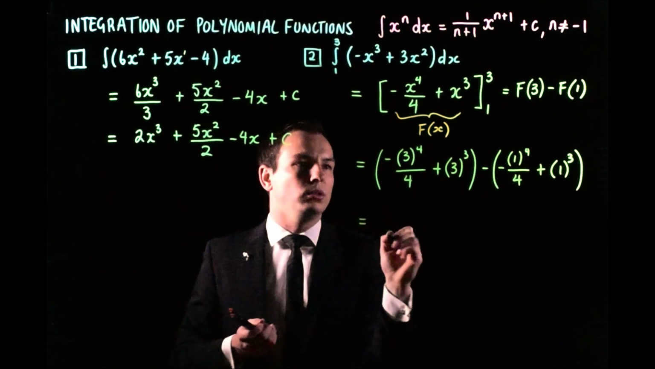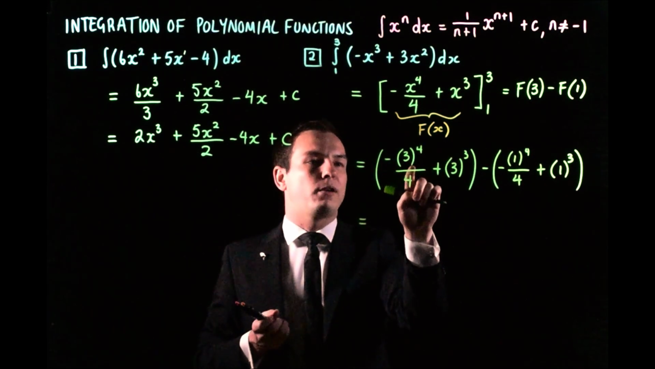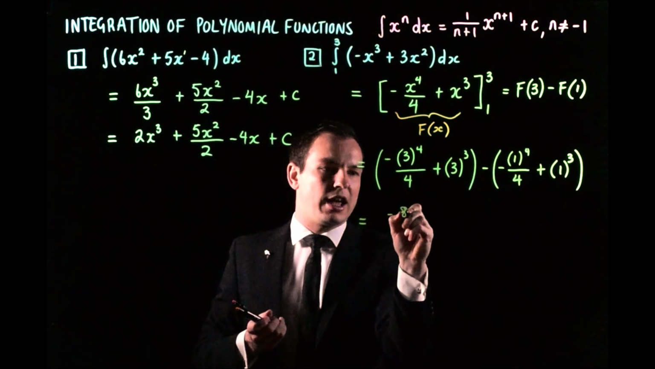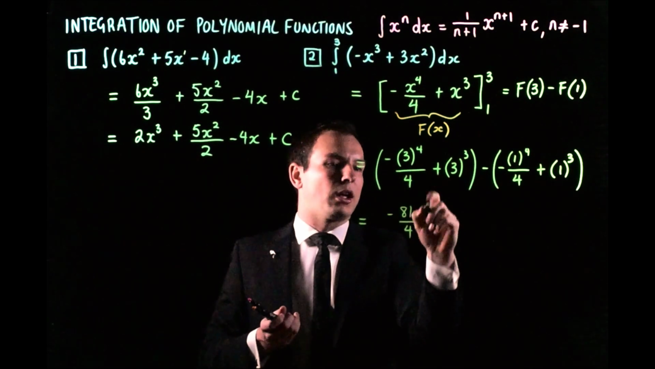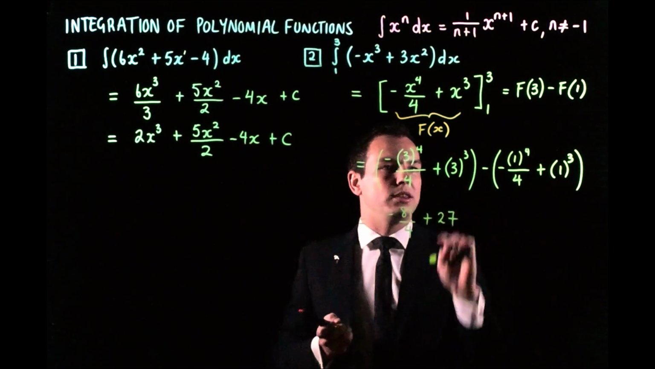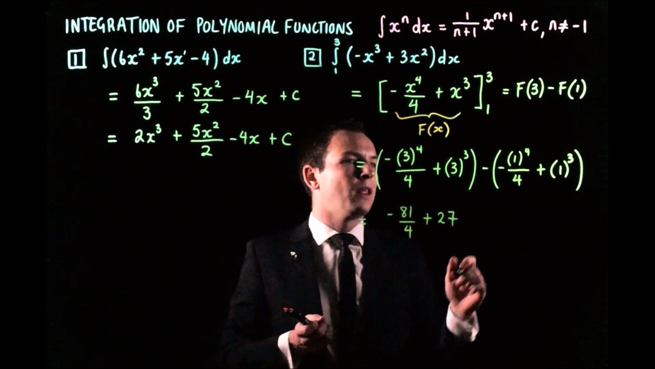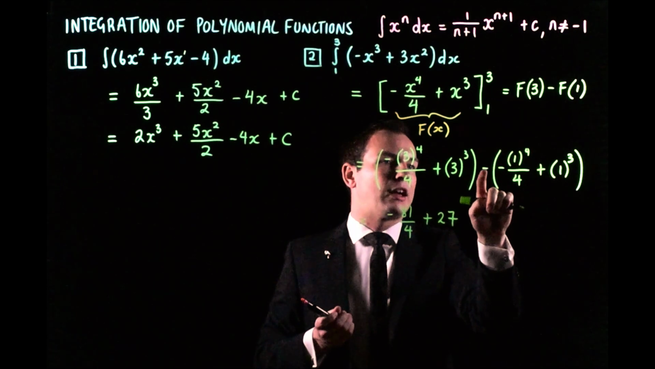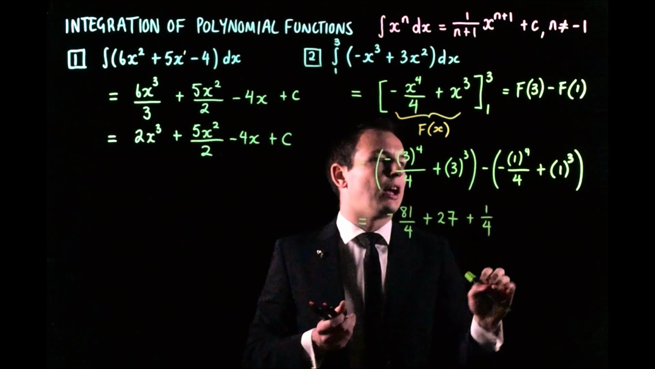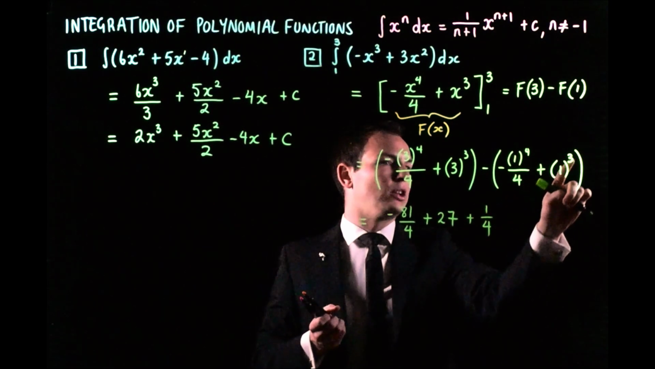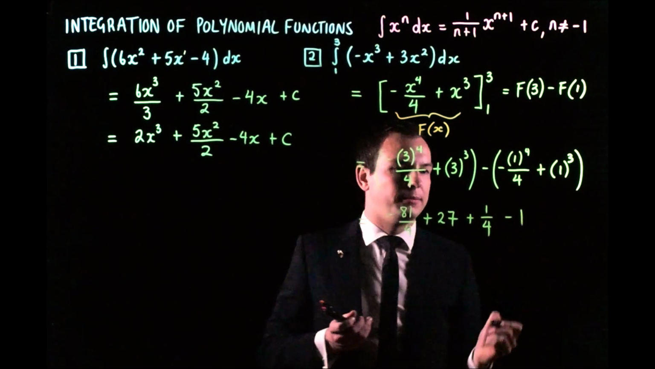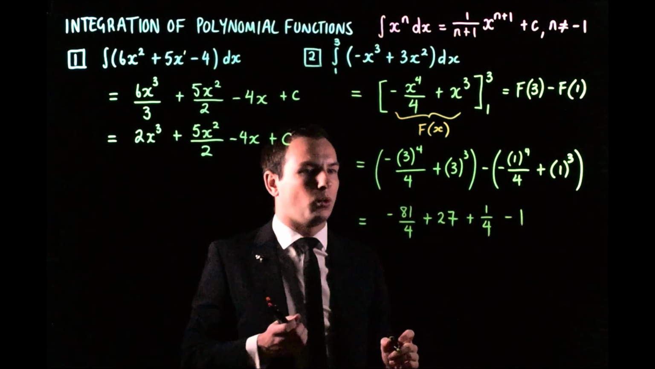So this is going to equal negative, and then 3 to the power of 4 is 3, 9, 27, 81. So we're going to have minus 81 over 4. And then we're going to add on to that 3 cubed, which is 27. And now just be careful with this negative here. We can't forget about it. So 1 to the power of 4 is just 1, so we're going to have minus minus a quarter, which is plus 1/4. And then we're still going to have this plus 1 cubed, but the negative here is going to make it a negative. So we're going to subtract 1, and that's the second bracket subtracted away.